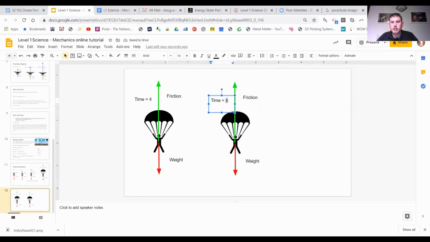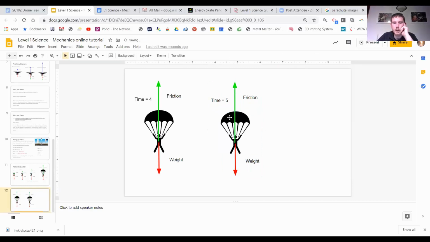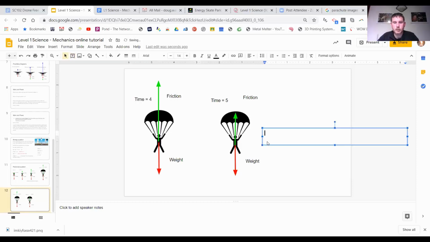And so at this stage, the person's speed has decreased enough so that their friction arrow has decreased to the same magnitude as the weight force. Yeah, they look about the same size. And so a new constant speed has been reached. I might say a new lower constant speed has been reached.